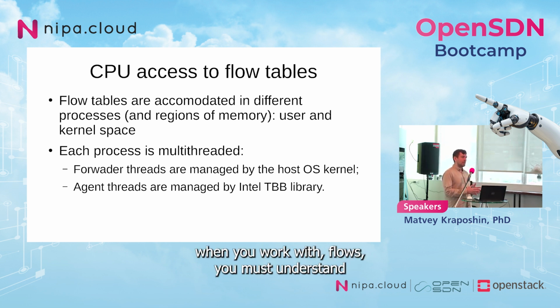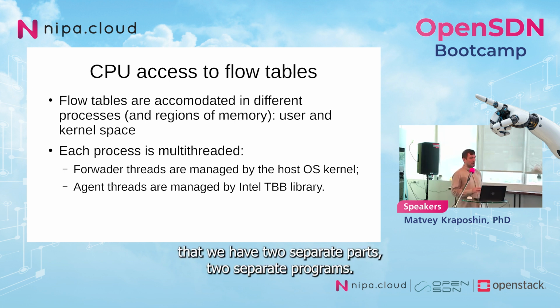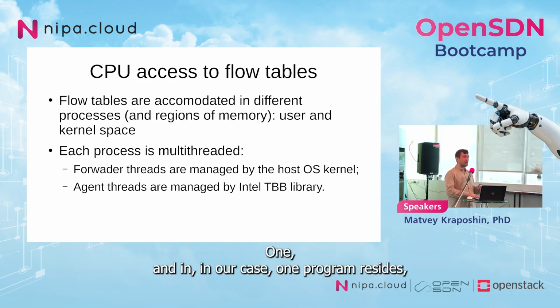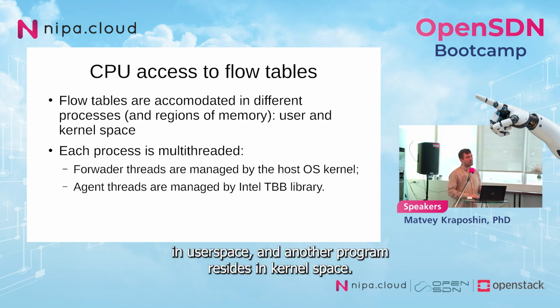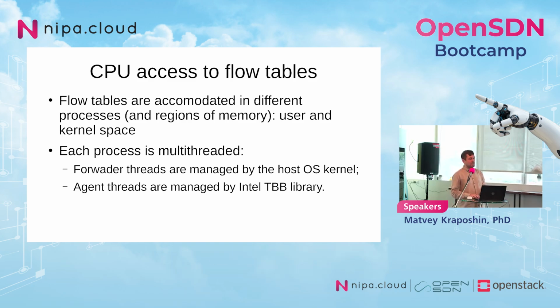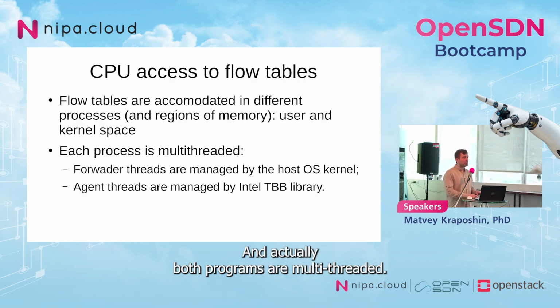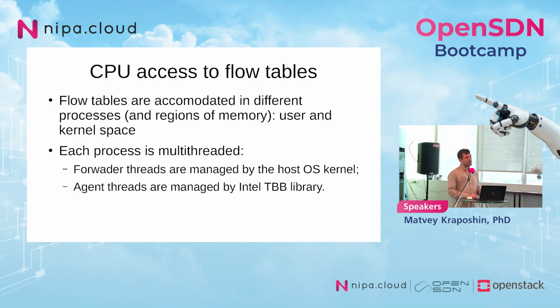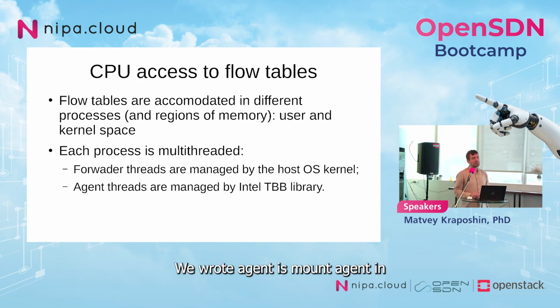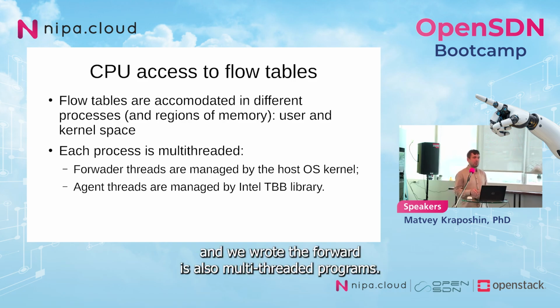When you work with flows, you must understand that we have two separate parts, two separate programs. And in our case, one program resides in user space, and another program resides in kernel space. So they are managed differently. And actually, both programs are multi-threaded. The route agent is multi-threaded, and the router forwarder is also a multi-threaded program.